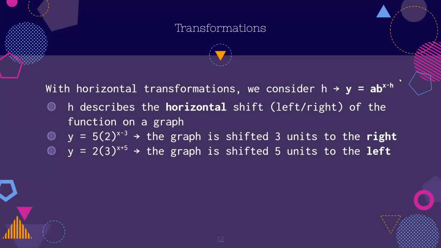Now we're going to look at horizontal transformations. For these we consider h, and the equation is y equals a times b to the power of x minus h. With horizontal shifts you can either move left or right of the starting function. An example would be y equals 5 times 2 to the power of x minus 3, and so the graph is shifted 3 units to the right. And y equals 2 times 3 to the power of x plus 5 means the graph is shifted 5 units to the left.